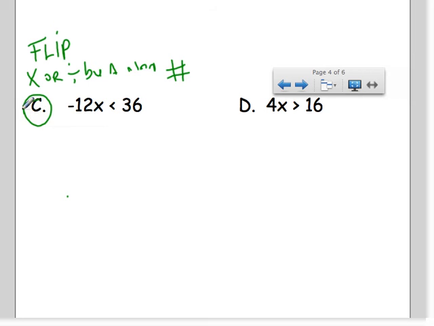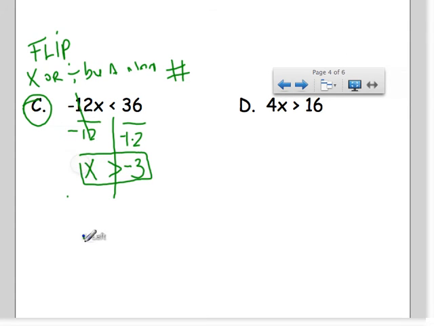Negative 12x is less than 36. You needed to divide by negative 12, divide by negative 12. And that means you have x on this side because the coefficients cancel. 36 divided by negative 12 would be negative 3. And since you had a negative coefficient and you divided by a negative number, it becomes x is greater than negative 3.